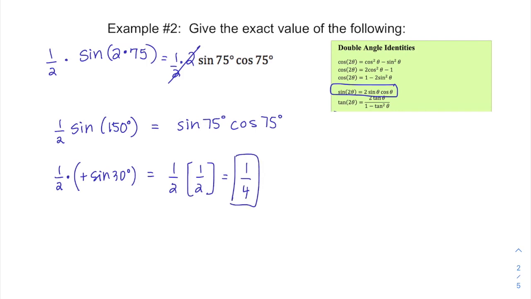So maybe you add in a separate identity here. 1/2 sine 2 theta is equal to sine theta cosine theta.